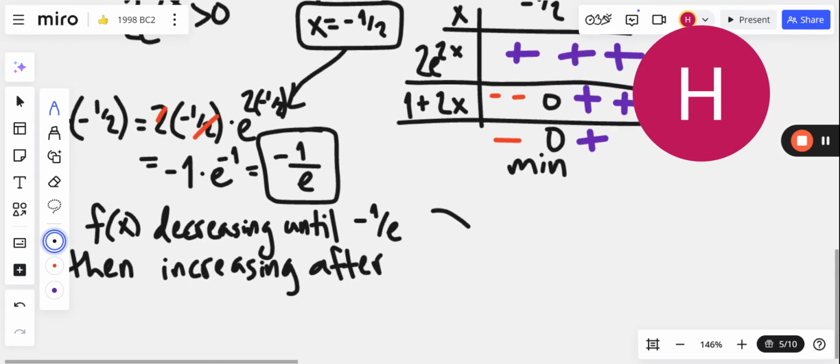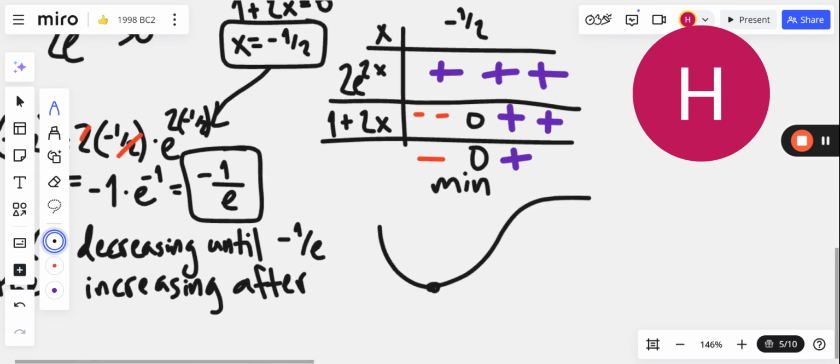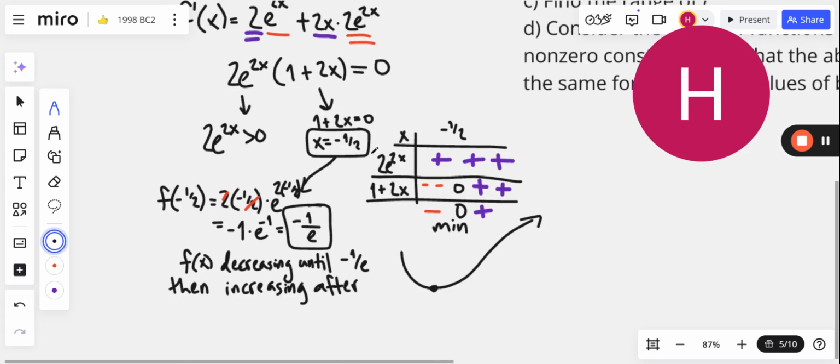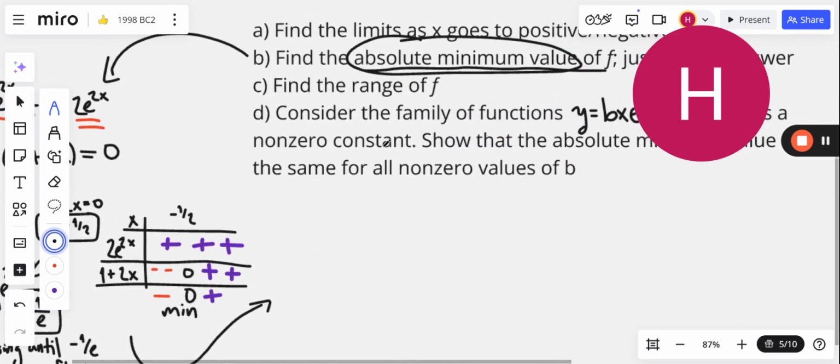If it's going down, down, down, no matter how it's going down, and then it eventually hits a minimum, and now it's going up, up, up, doesn't matter how it's going up, this has to be the smallest value, the minimum value. Okay, so we've justified that.